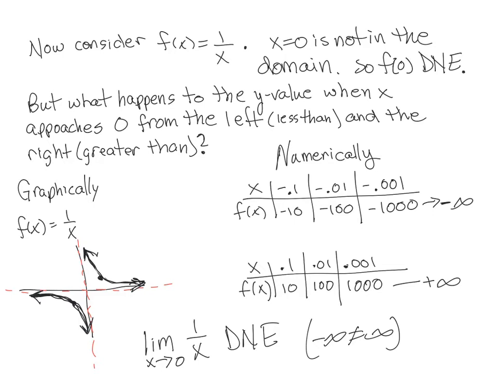Okay, let's do another example here. Let's look at 1 over x. Obviously, x equals 0 is not in the domain of this function. So f of 0 does not exist. All right? But what happens to the y value when x approaches 0? How close can you get to 0 from either side? You can get infinitely close.